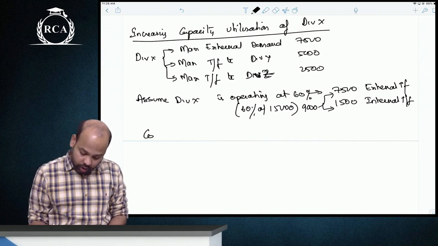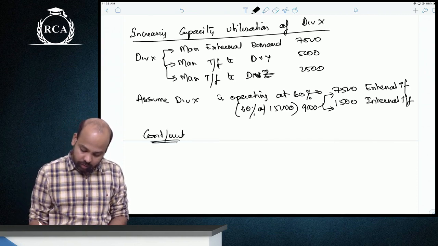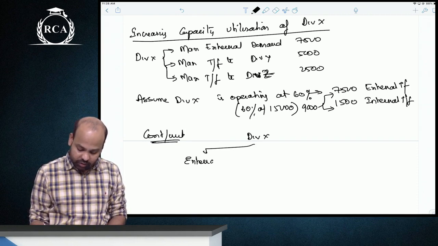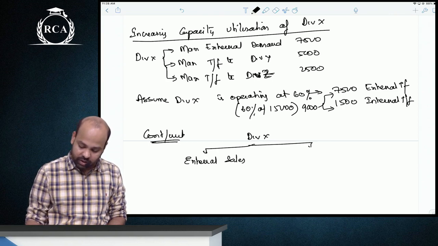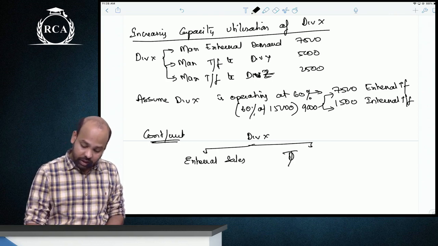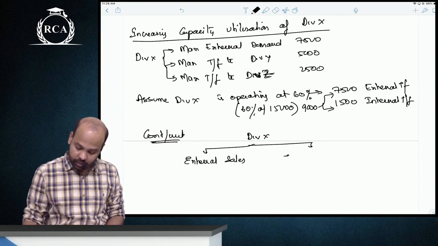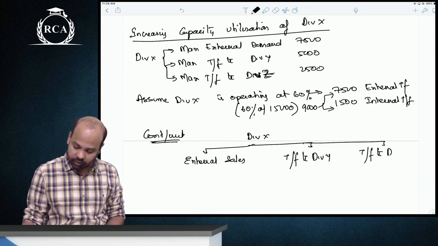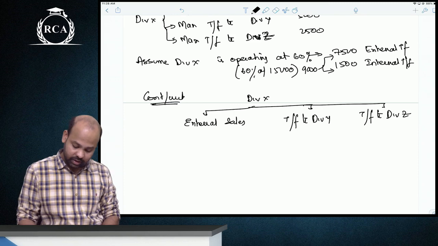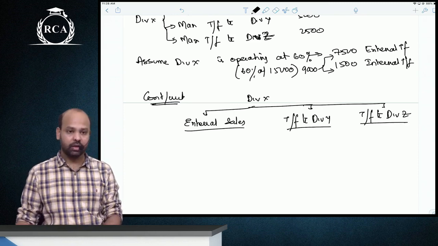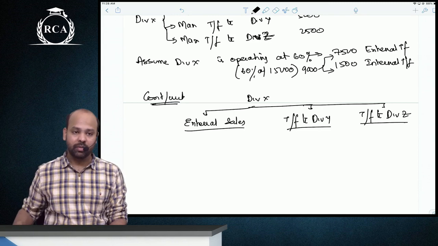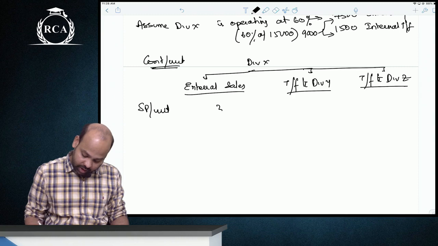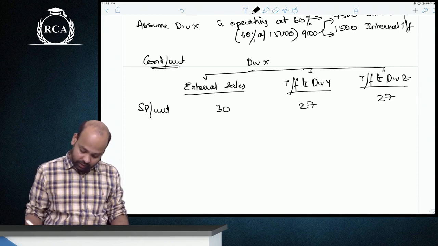Now if you talk about contribution per unit for division X, obviously they must be giving preference to external sales, because it results in higher contribution per unit. Then transfers to division Y, and transfers to division Z. When I talk about transfers, the selling price per unit in case of external sales is 30, while the transfer price is only 27.